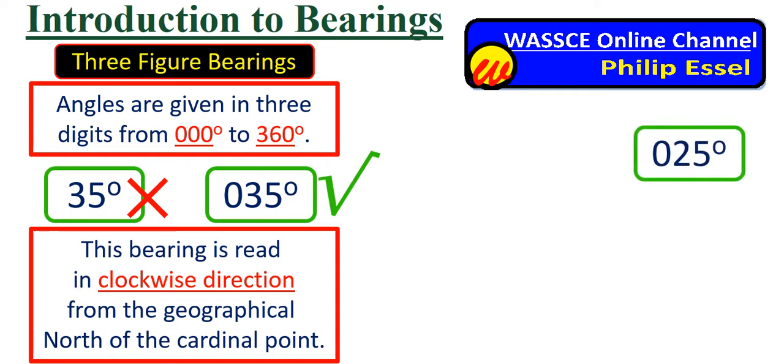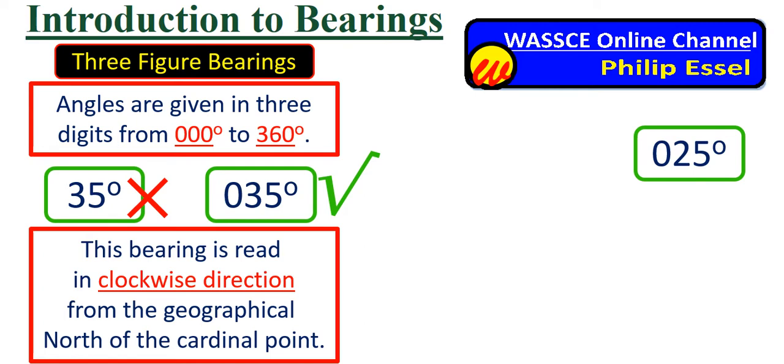So we've been given the angle 25 degrees, but because we are in 3 figure bearings, it should be 025 degrees. Now we are to represent this angle or this direction on a diagram. Let's quickly look at how we will do this.